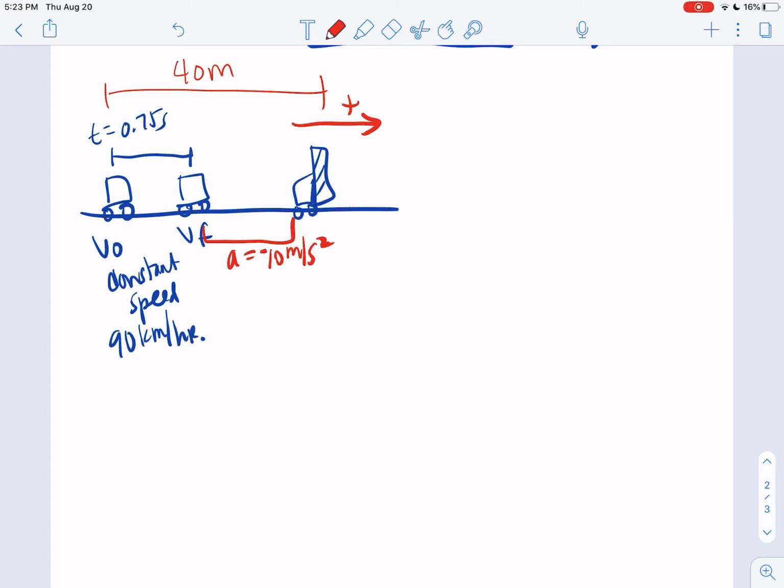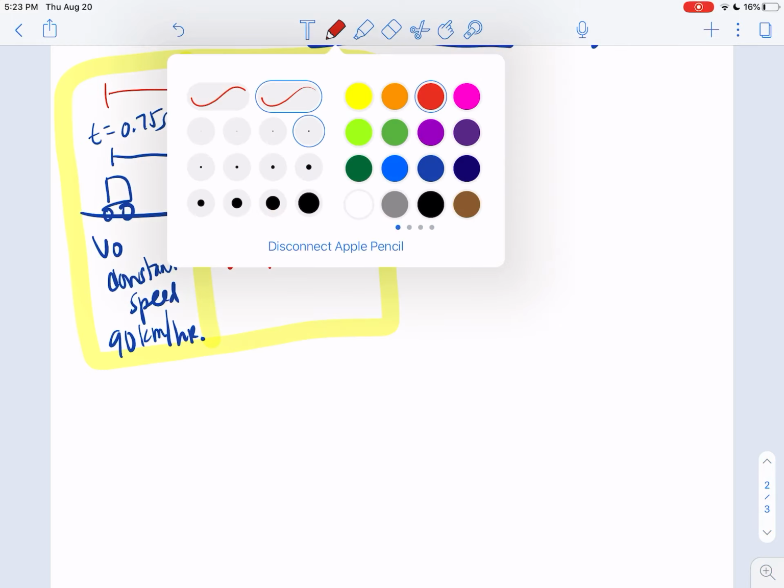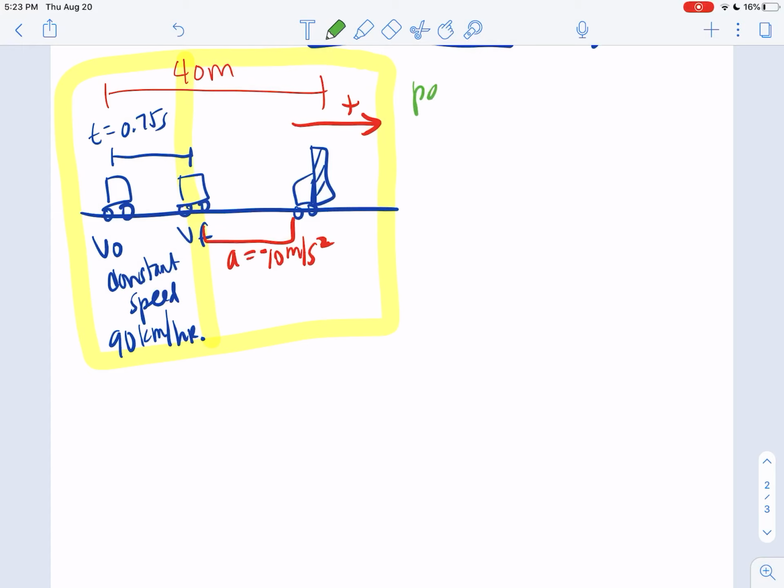Okay, so what you can see here, the main point is that in this whole scenario, it is not one constant acceleration, right? So you're going to need to look at this in two parts. You have the first part where the car is moving at a constant speed, and then you have the second part where he's braking. So the first thing to realize is that there's two pieces to this problem. Okay, so let's look at part one.